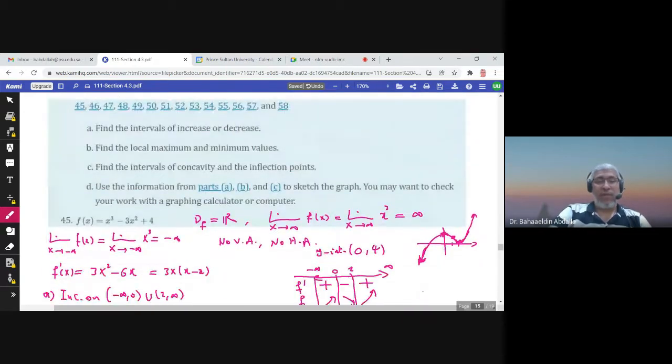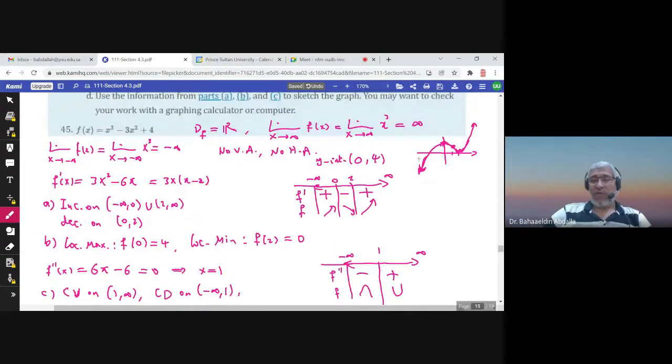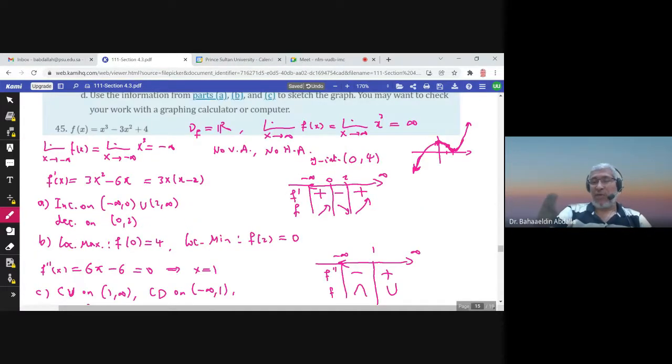That's it. Part D, use the information to sketch the graph. Let me check this graph now. Is it okay? From negative infinity to 0, it is increasing. Yes. From 0 to 2, it's decreasing. That's correct. From 2 to infinity, it's increasing. So everything is fine. Concavity from negative infinity to 1, up to here, it is concave down. And now it's concave up. And the point 1 and 2 is the inflection point. So actually, this is the graph.